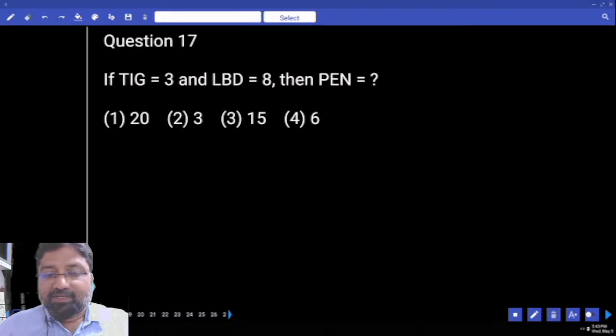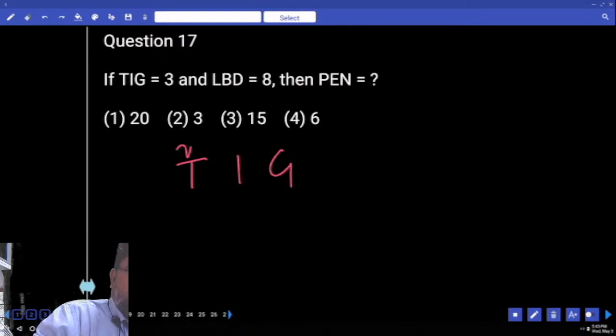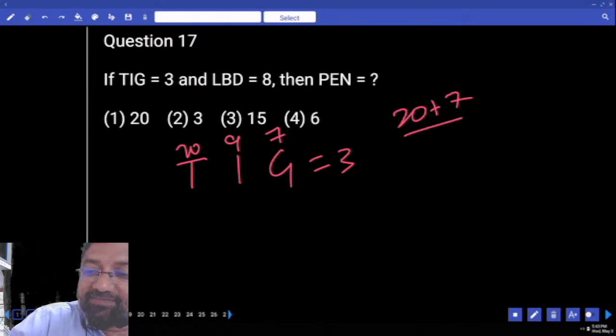This is a good one. Let me go with the place values here. How much is T? How much is G? This is 9 equals 3. Tell me, the answer is done. Come on, guess. 27 by 9. What is 27 by 9? 20 plus 7 by 9.